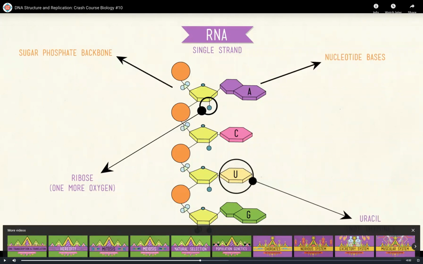Now, remember DNA was double-sided, okay? So this thing's only single-sided. So it's going to take a copy of one of the strands of the DNA and then translate it over. And the main difference of RNA and DNA is, of course, RNA is ribose with an extra oxygen, so they call it a ribonucleic acid.